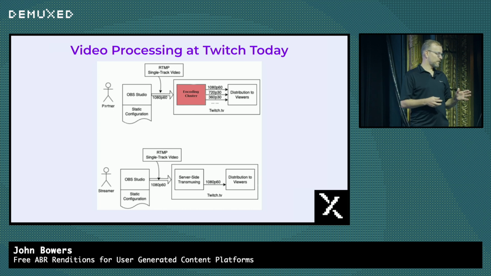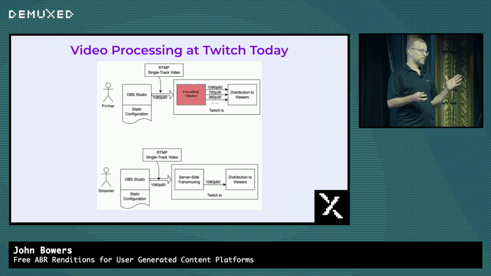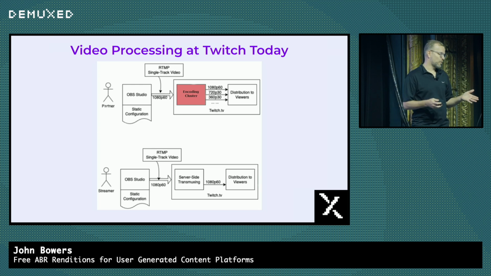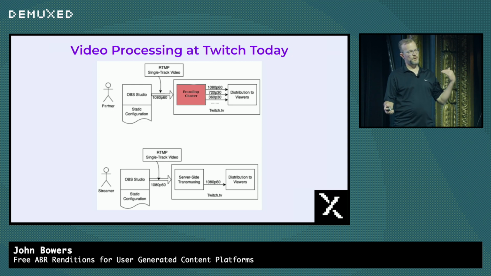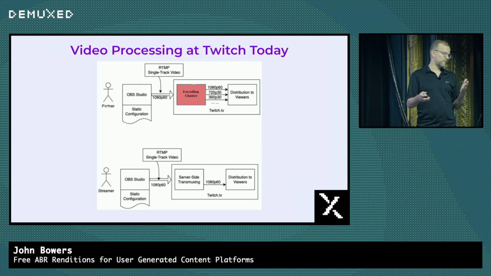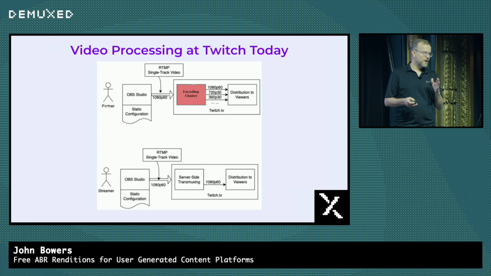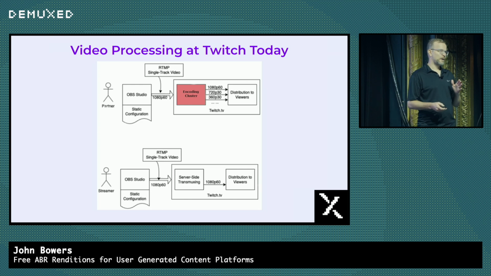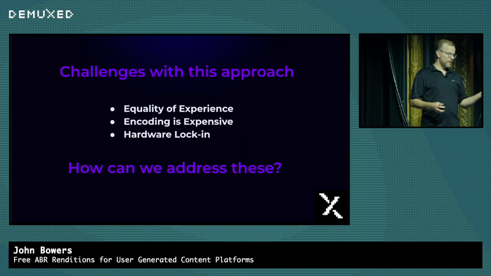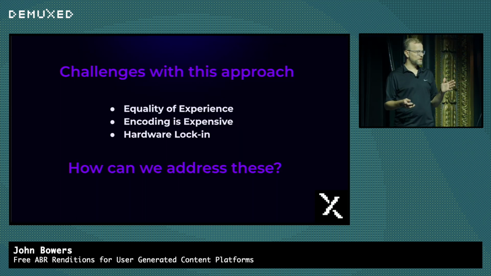There is an alternate path where whatever the streamer sends to us, like 1080p 60 actually, and whatever bitrate they choose, just gets transmuxed and delivered via HLS as a single rendition, which is obviously not a very desirable playback experience because there's really no ABR at that point, right? So there are some challenges with that approach.